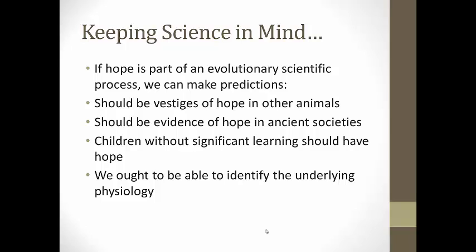In modern children, we ought to be able to find evidence of hope without any sort of learning. It should be part of their basic behavioral repertoire that's in evidence in some way, as early as they can begin giving evidence for anything. And lastly, we ought to be able to identify the underlying physiology and perhaps psychology that creates this thing called hope. So those are some predictions that are scientific in nature, that are testable hypotheses and also falsifiable, that we ought to be able to take a look at in more detail later on to come to grips with the idea of whether or not hope is a scientific phenomenon.